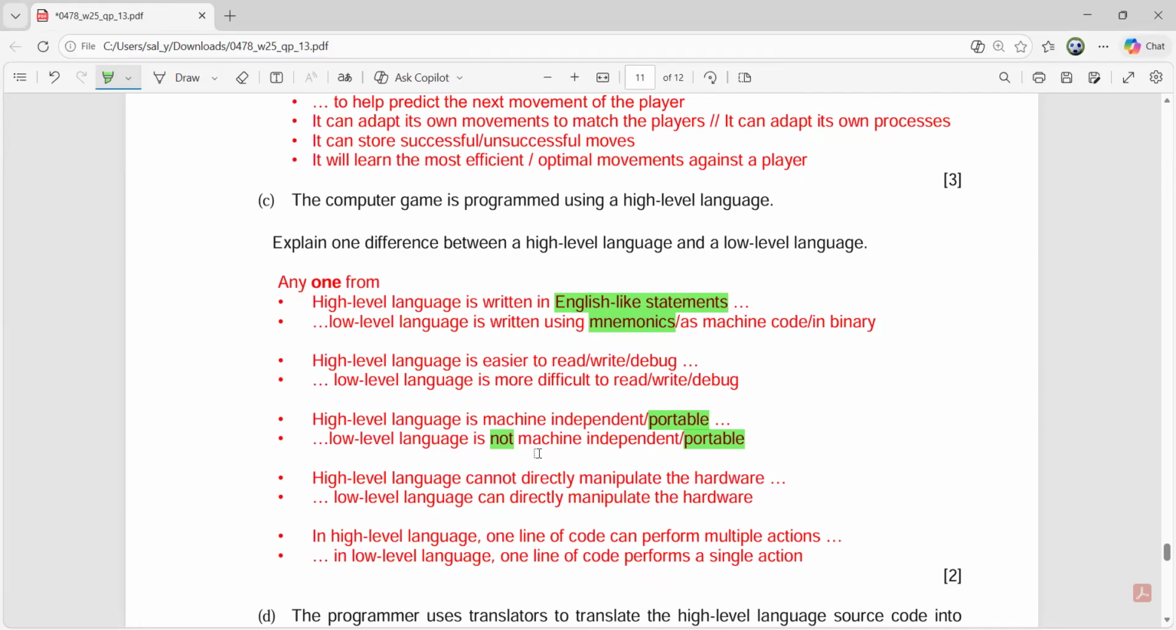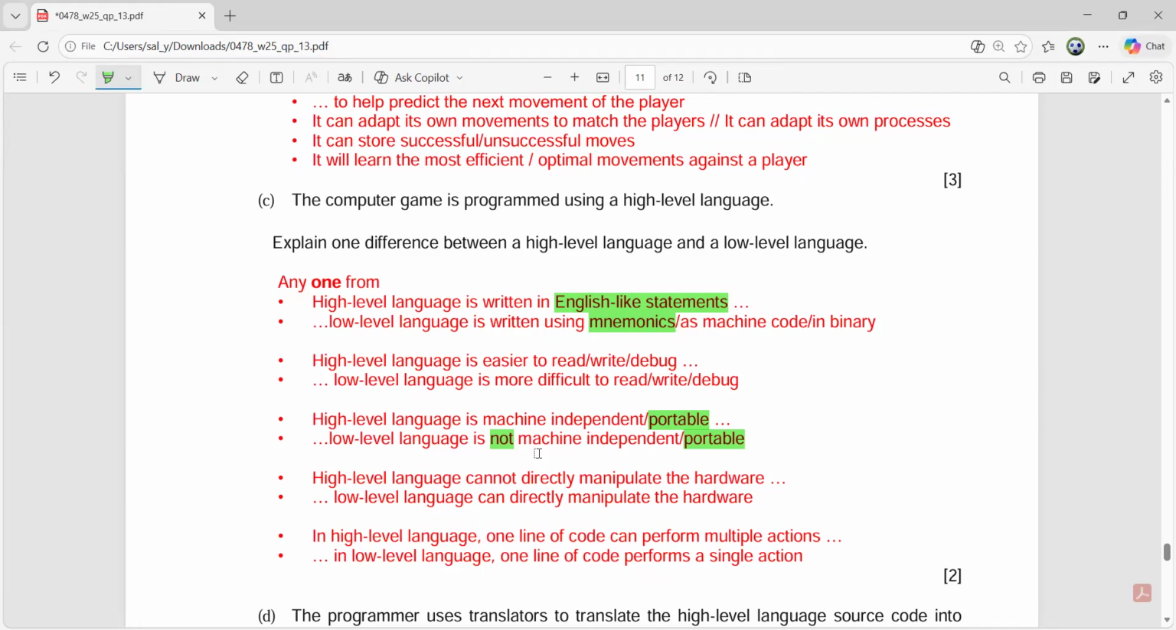Okay? So high-level languages are portable, meaning if it is designed for one, it can work on another. Like if it's designed for Intel, it can work on AMD. That is portability. But when we talk about low-level languages, they're not portable, meaning designed for the architecture, they will work on that architecture only. What else can a child write? High-level languages cannot directly manipulate the hardware, while low-level languages can directly manipulate the hardware.